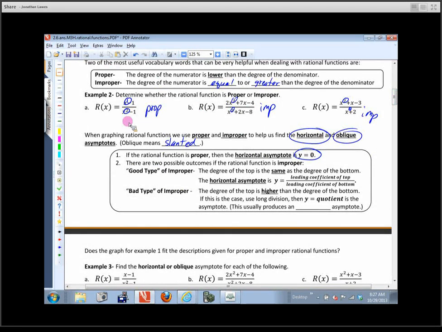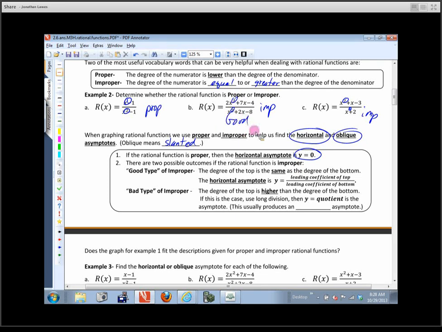Now, if it's improper, we've got two categories here. And this is my own informal mathematical language. You've got the good type of improper and the bad type of improper. So the good type of improper is good because it's very easy to deal with. And it's easy to tell that it's the good type of improper. Okay? The degree of the top is the exact same as the degree of the bottom. So numerator and denominator have the same degree. So that's this type right here. This is the good type of improper.